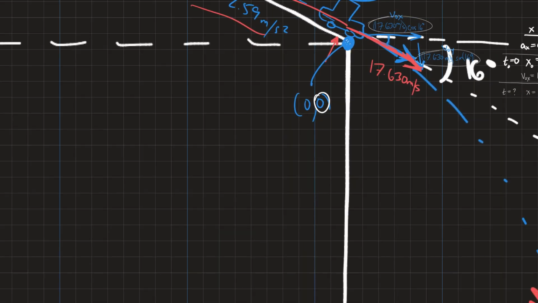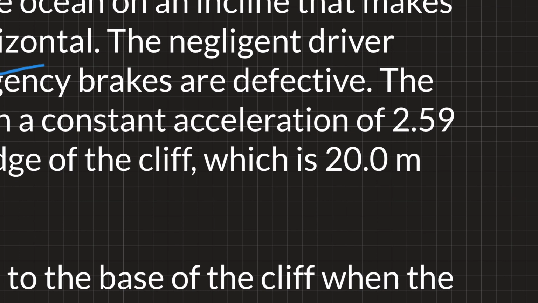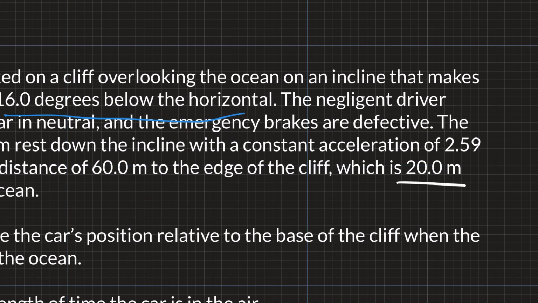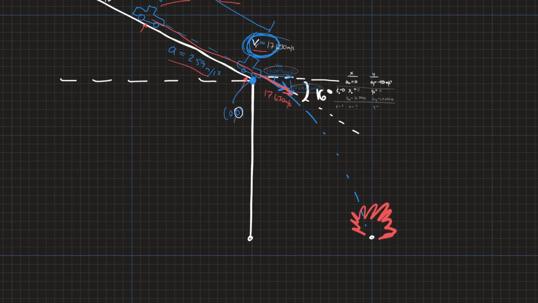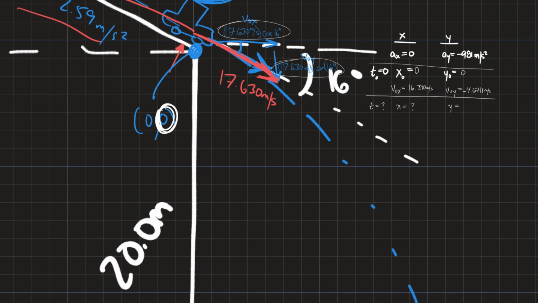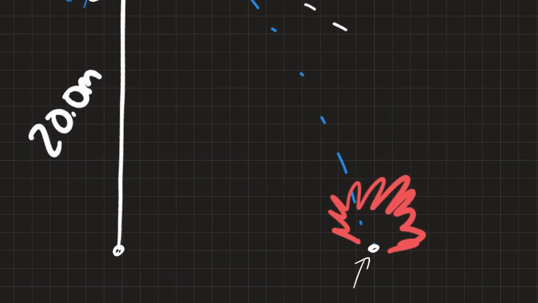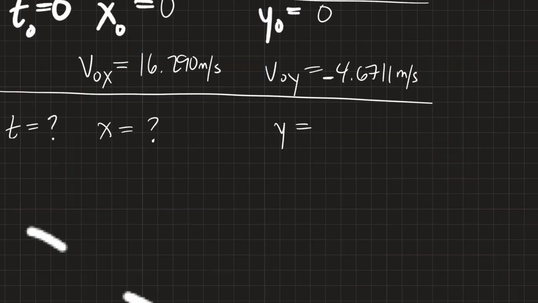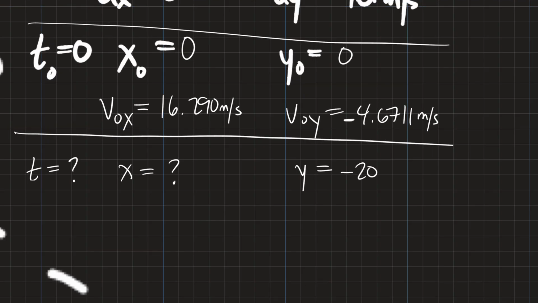I didn't label this cliff. Let's see here. The cliff is 20 meters high, so this is 20.0 meters. Let's zoom in. That means if this point is 0 in the y, this point right here has a y coordinate of negative 20 meters. And we'll note that the v in the y, the vertical velocity when it hits the ground, is unknown, so we'll just leave that empty.